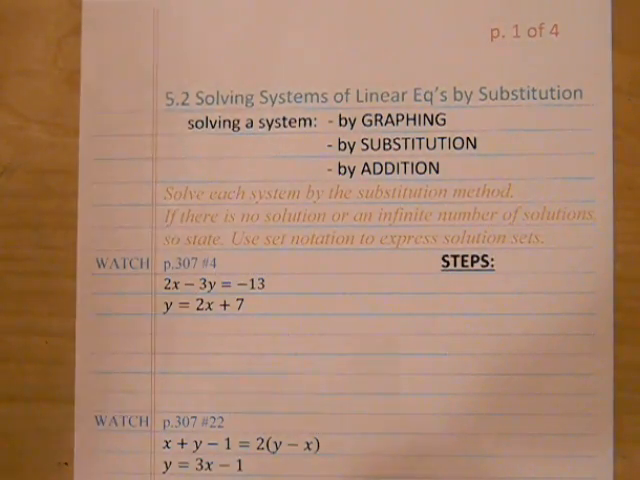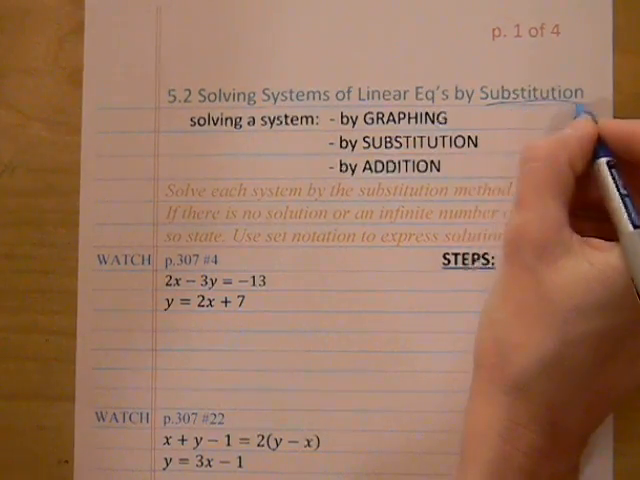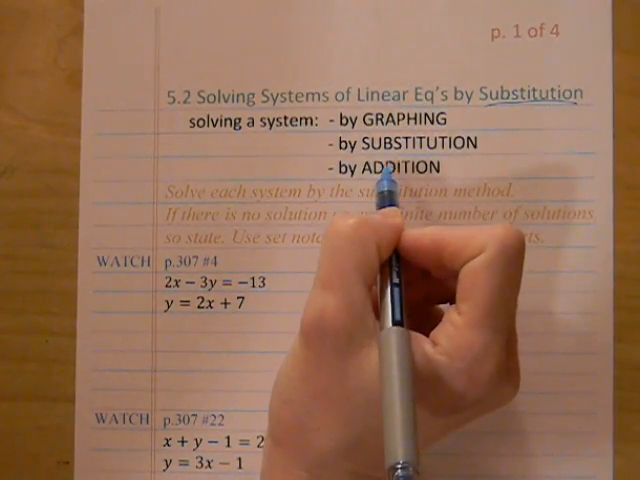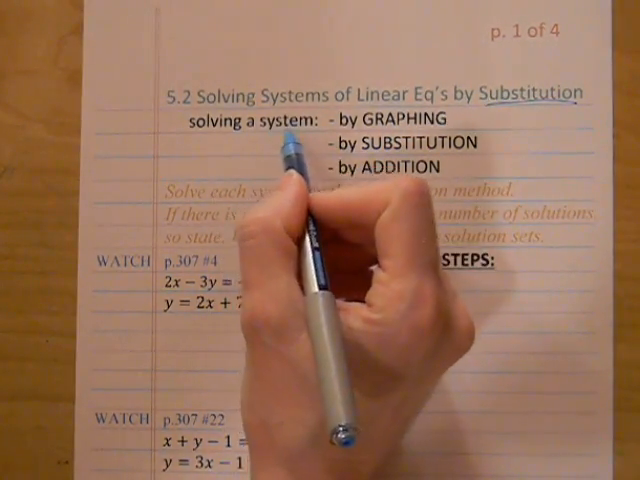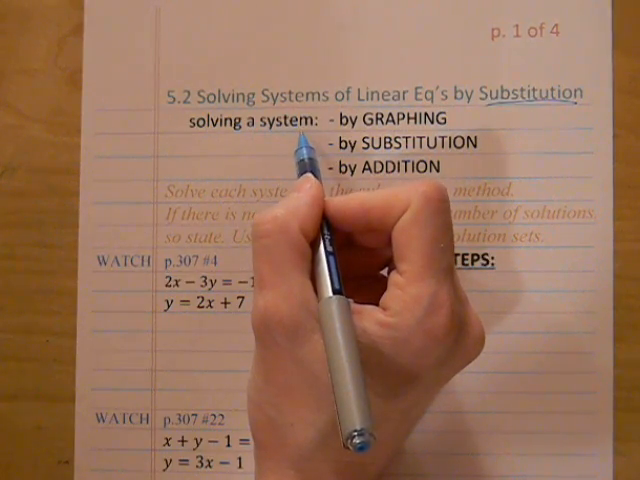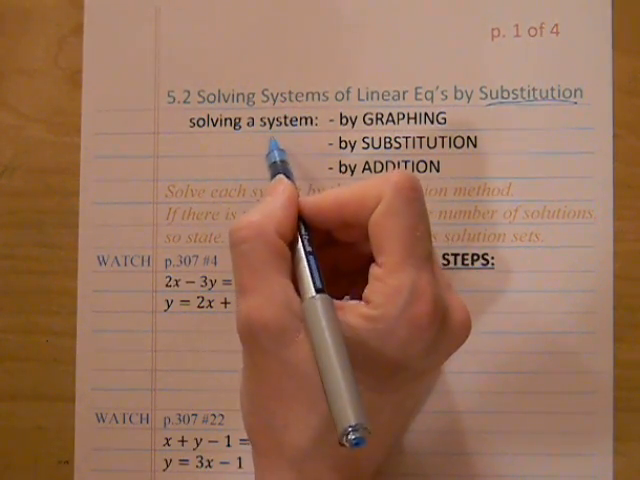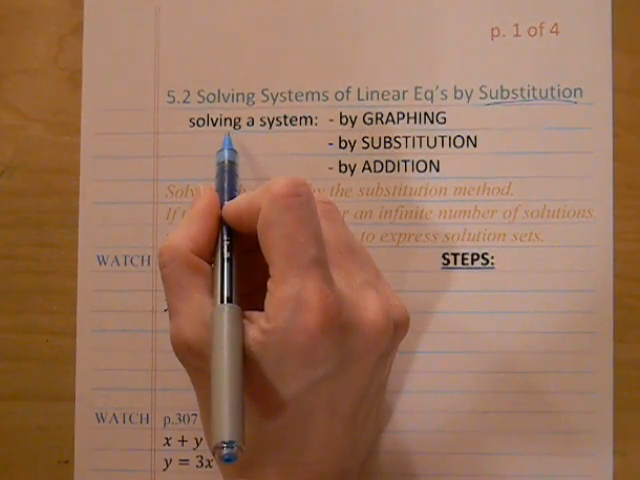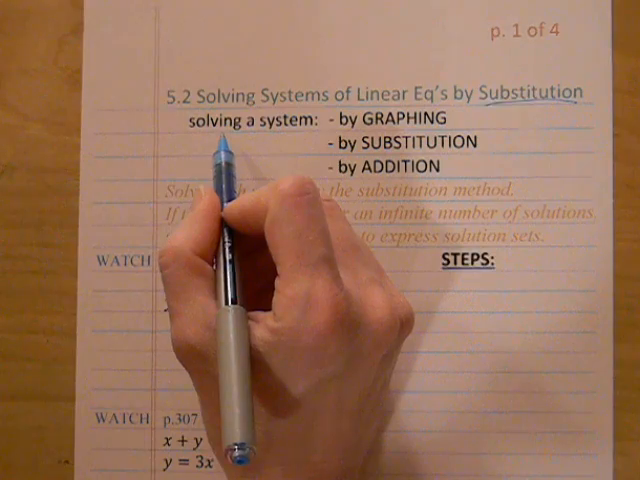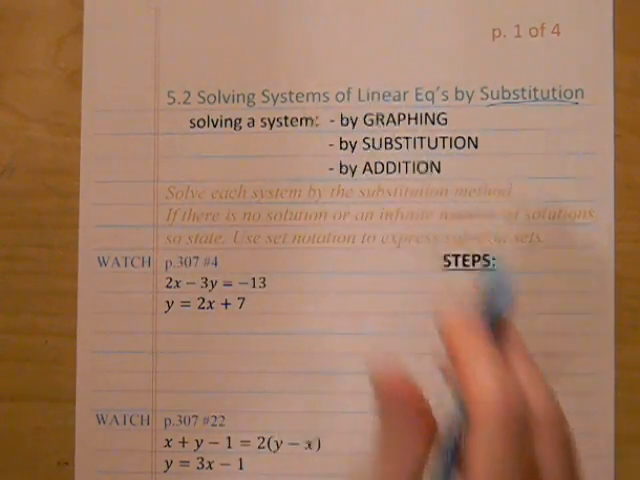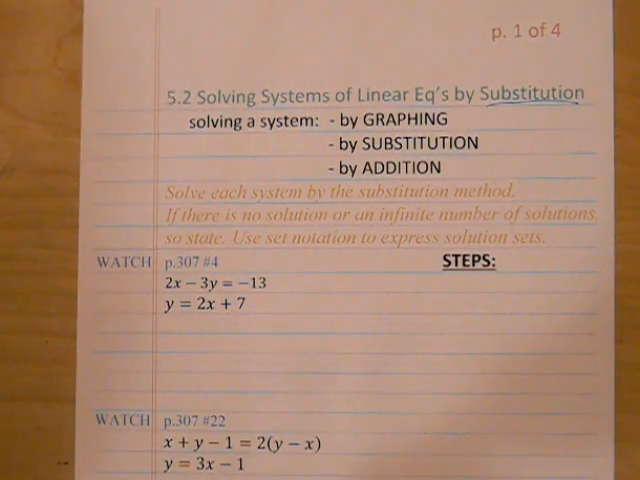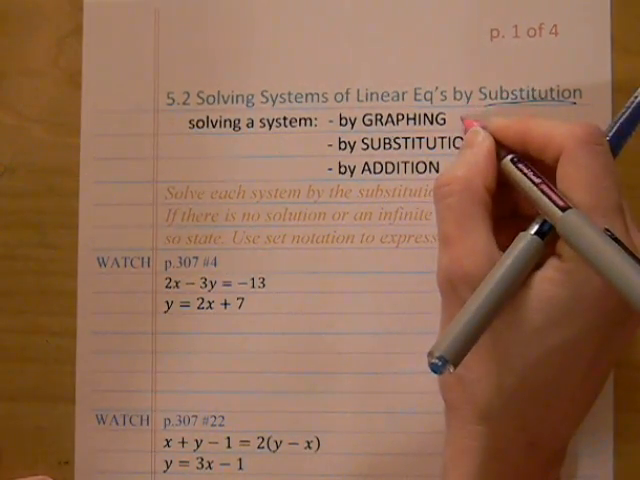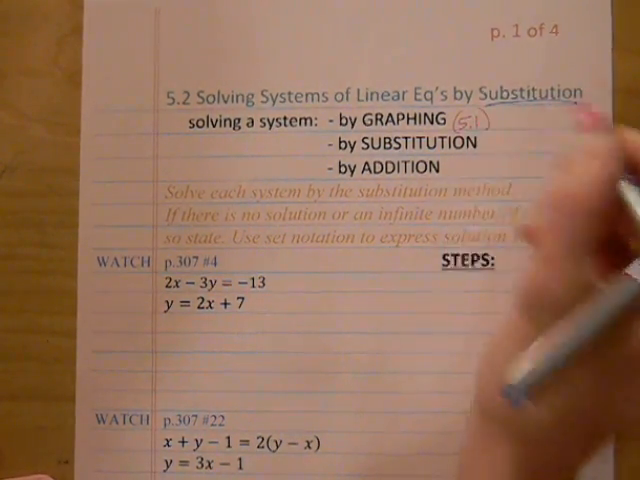5.2, solving systems of linear equations by substitution. We've got three methods for solving a system. A system, again, is two linear equations together on the same graph, working together, being compared. When we're solving that system, we're looking for the point where the two lines intersect, the point that works in both equations. So in section 5.1, we looked at how we could use graphing to solve a system.